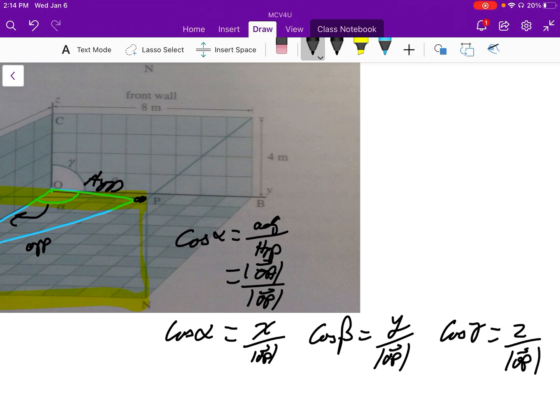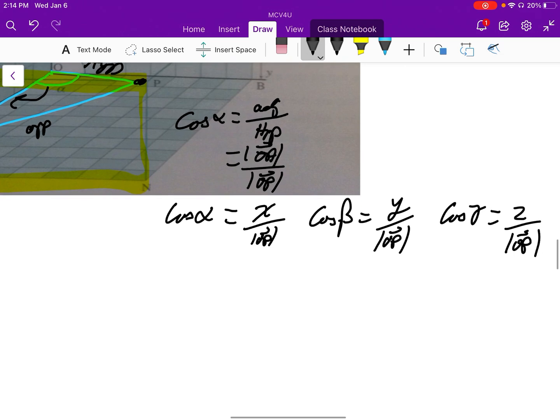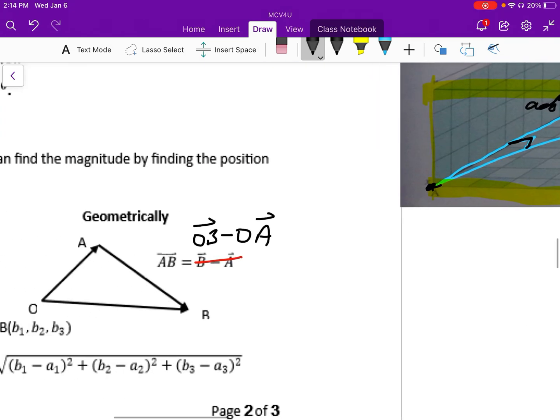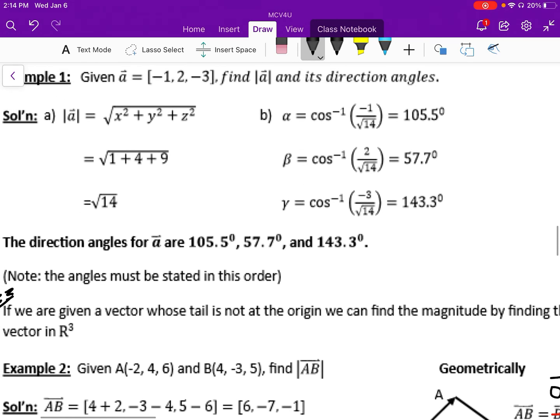Okay, the direction cosines, all we do is use cos inverse for the direction angles. Direction angles must be stated in order, alpha, beta, gamma. If they're out of order, we change the direction of the vector, and we don't want that. We want to keep it set. Okay, so hopefully that makes some sense.